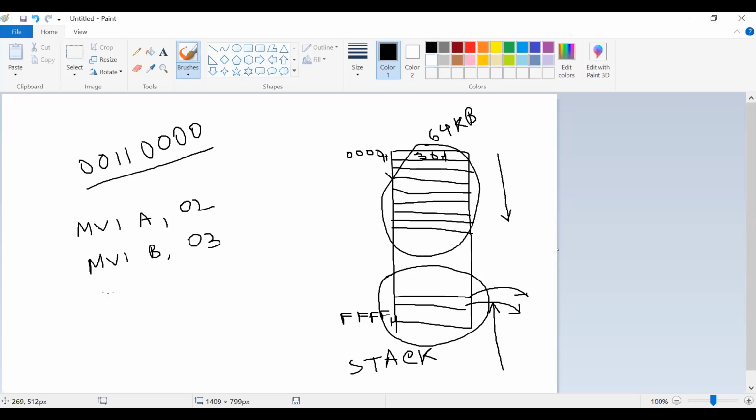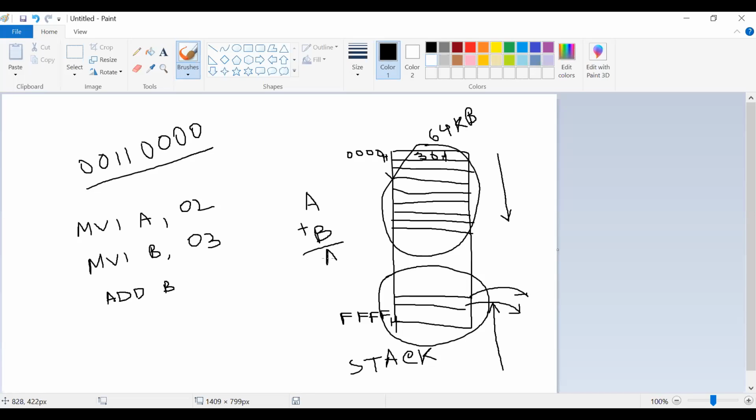Suppose addition. So the addition instruction can be written in this way: ADD B. I've written one small example. ADD B means addition between the content of the accumulator and the content of the B register, and by default when this addition is performed and finished, the result will be stored inside the accumulator.